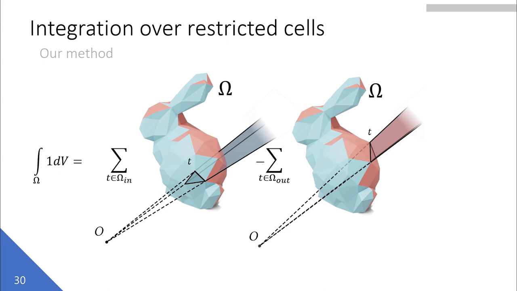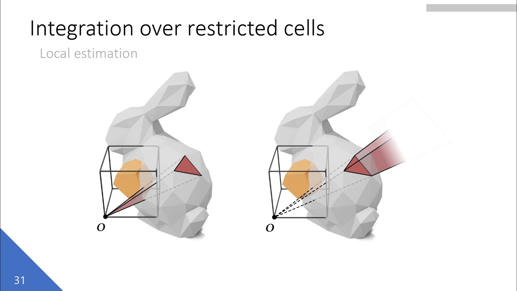The volume of the domain can also be computed as a sum of signed volumes of truncated cones generated by the triangle and the point O. To be efficient, we want to carry out our estimates as locally as possible. Let us consider a bounding box for our cell.